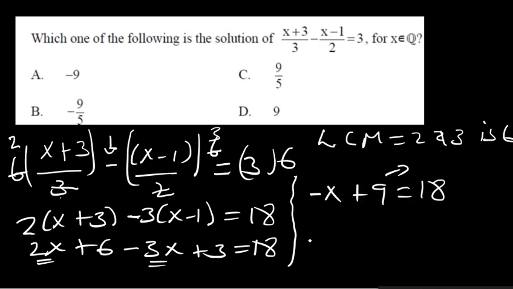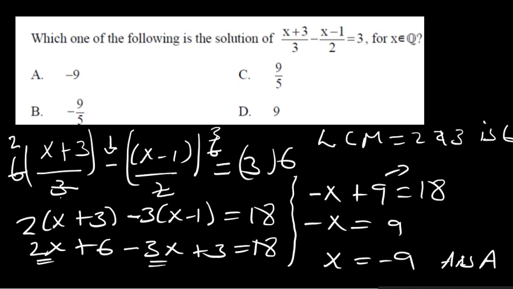Then shift the 9 to the right side. Negative x is equal to 9. So x is negative here. We need to make it positive. We have to multiply both sides by negative. So the x value will be negative 9. So the answer is found in A. Very good. Let's continue to the next question.